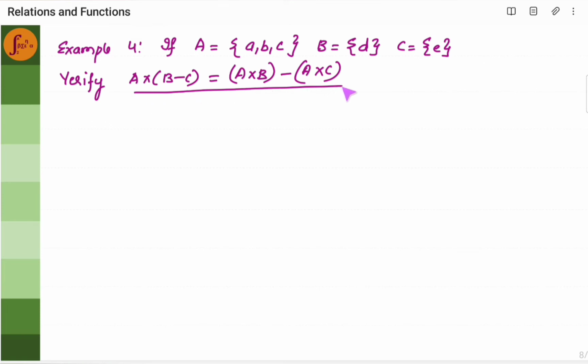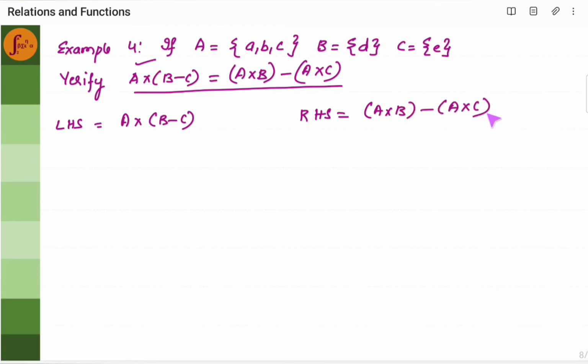We will have to verify this particular statement. So let's start with left hand side first. What is there on the left hand side of the equation? Left hand side is A into B minus C. What is there on the right hand side of the equation? Right hand side of the equation is A into B minus A into C.